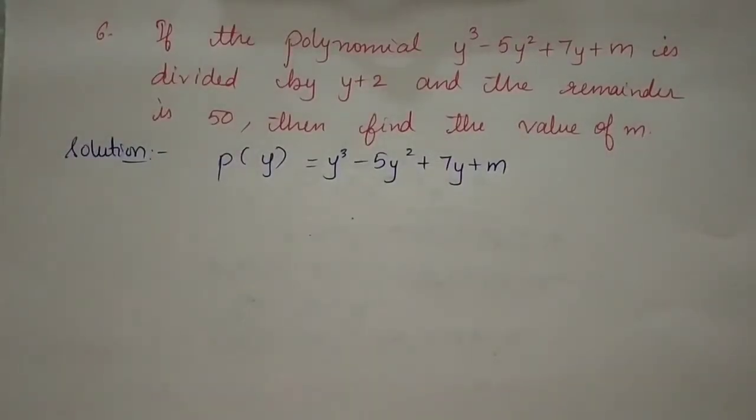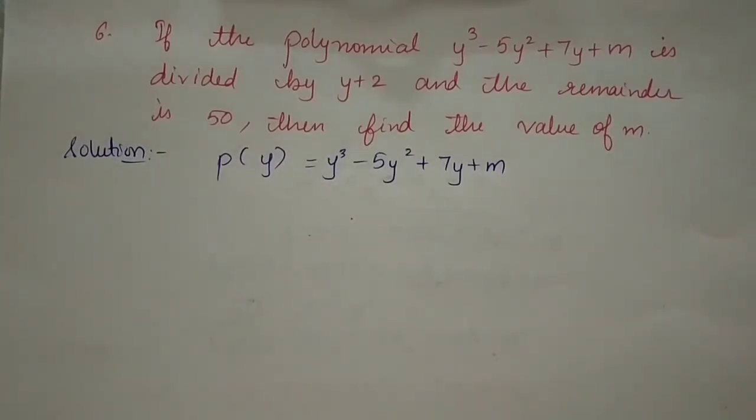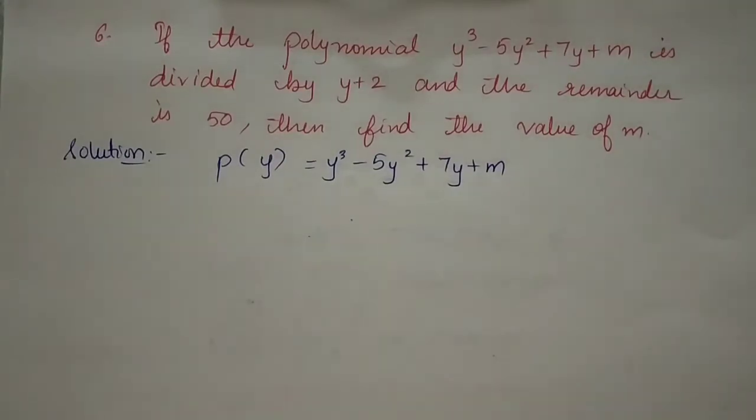In the sixth sum, we have: if the polynomial y cube minus 5y square plus 7y plus m is divided by y plus 2, the remainder is 50. The answer is also given to you. You don't have to find out the remainder here. What you are supposed to find out is m. There is m in this polynomial that we are supposed to find out. So I have already written p of y is equal to y cube minus 5y square plus 7y plus m.